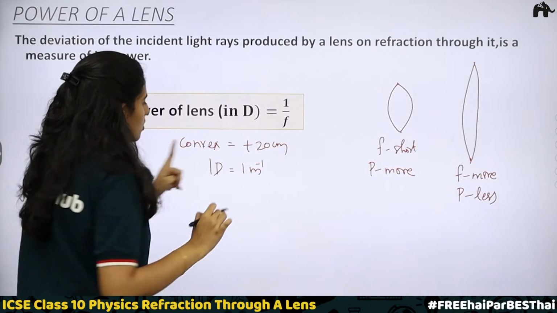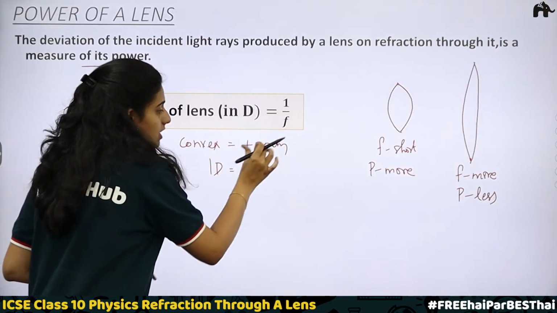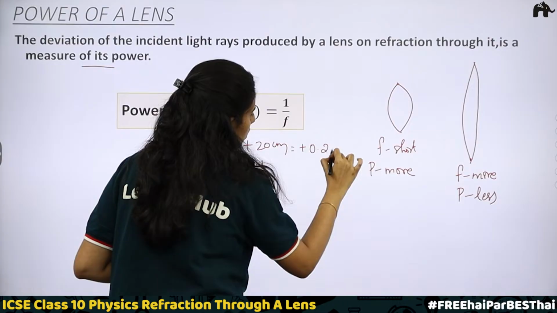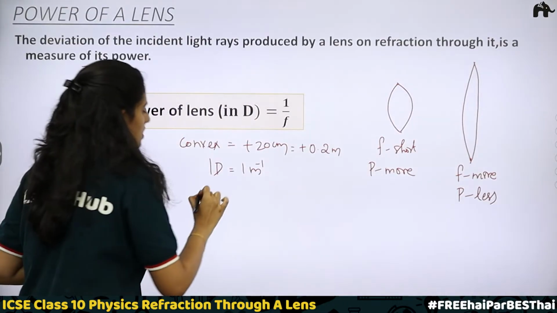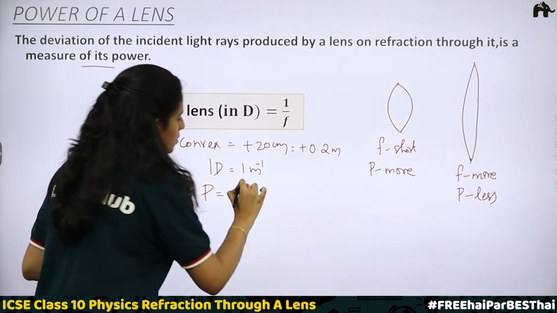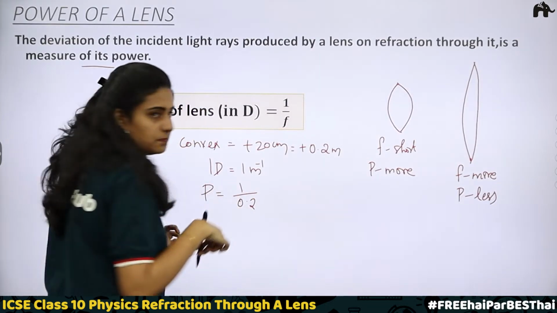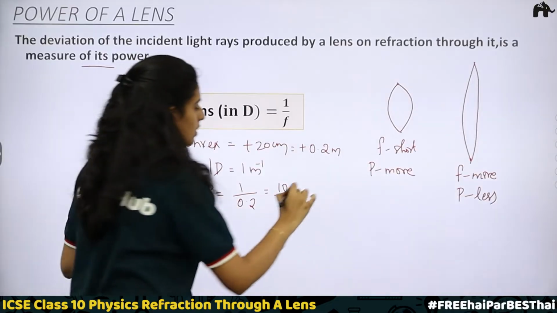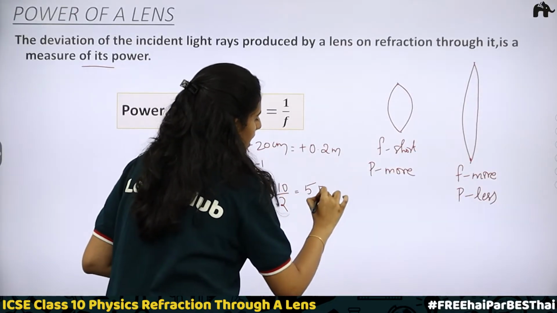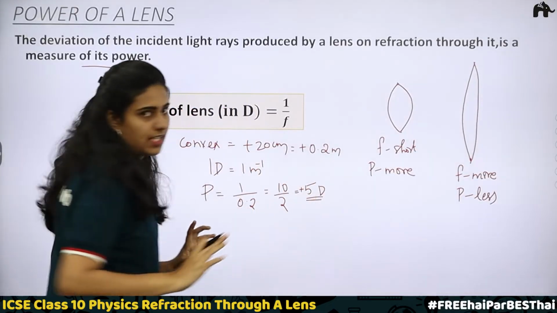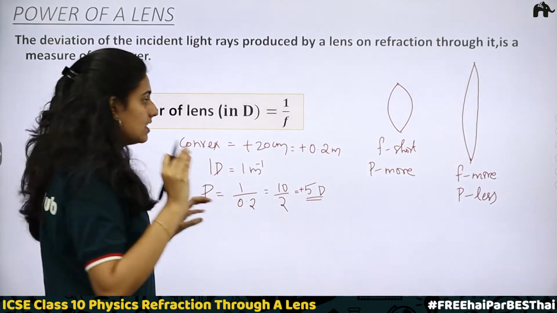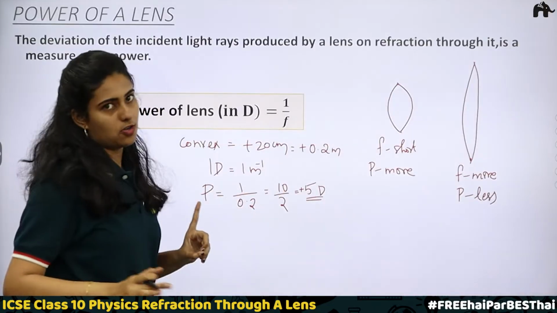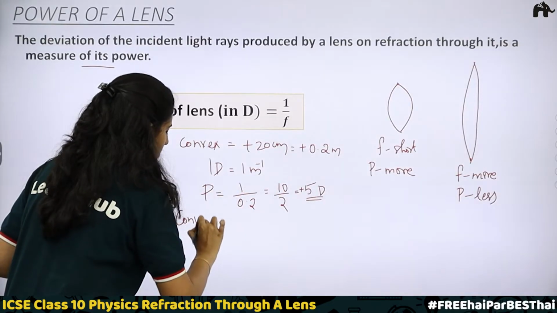Here we have a convex lens whose focal length is plus 20 centimeter, which is plus 0.2 meters. Then what is the power? Power will be equal to 1 by 0.2, which is 10 divided by 2. Removing the decimals, you will get 5 diopters. Put the positive sign. So in case of convex lens, the focal length is always positive, therefore power will be positive.